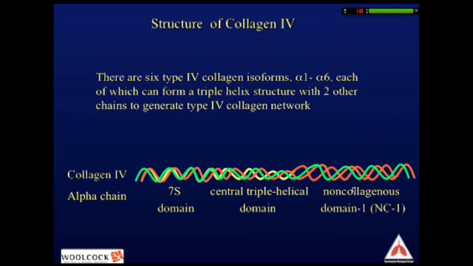And one of the proteins that has been very well characterised in terms of regulating angiogenesis is the Collagen IV family. So there are 6 members of the Collagen IV isoforms that are called alpha 1 to 6, and they form triple helical complexes with 2 of these other chains.